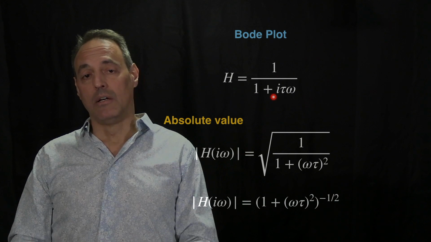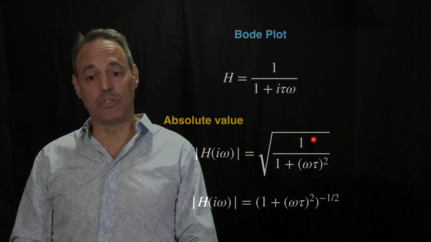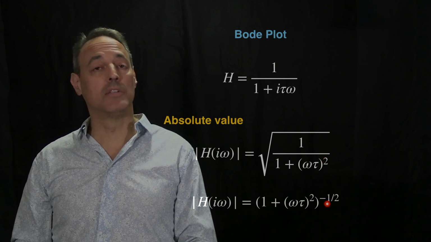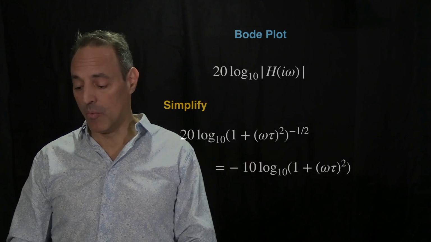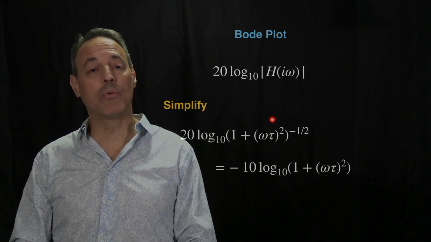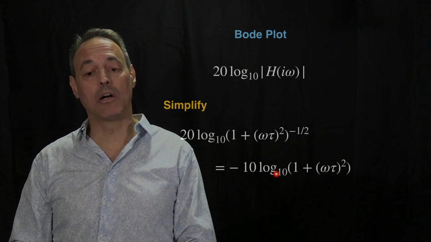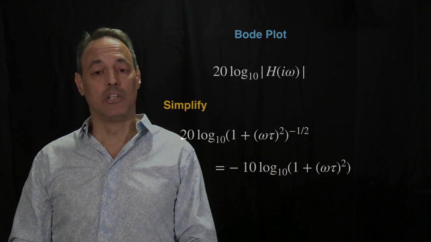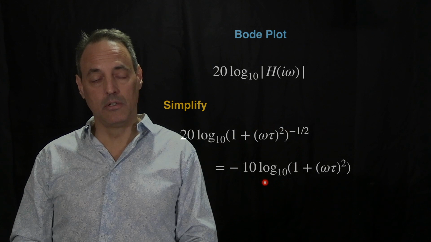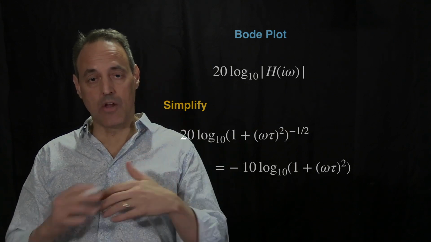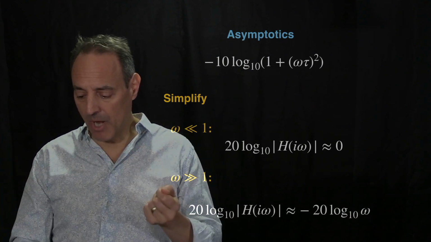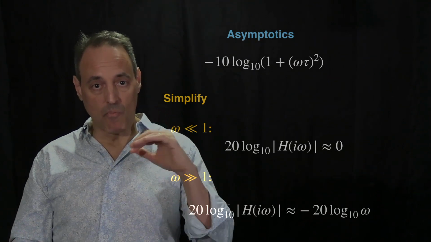So the absolute value of this function is pretty easy to calculate. You just take this times its complex conjugate, square root, which is given by here. And if you look at this, this is just 1 plus omega tau squared raised to the negative 1/2 power. So this negative 1/2 power, when we look at the log here, 20 log 10 of this, which is given by here, this negative 1/2 can come out front to give us negative 10 log 10 of 1 plus omega tau squared. So what we're going to plot in a Bode plot is this quantity on the y-axis, and on the x-axis, it will also be a log scale of the frequency. If we plot that, that's going to be part 1 of our Bode plot.